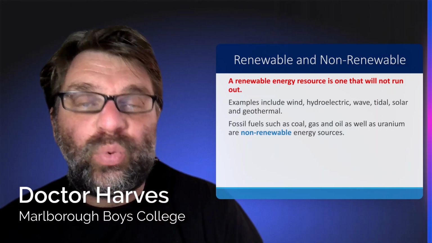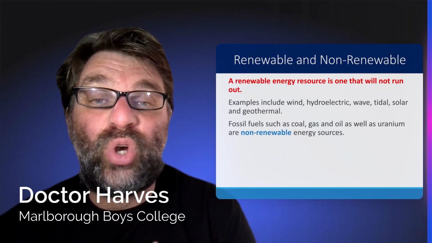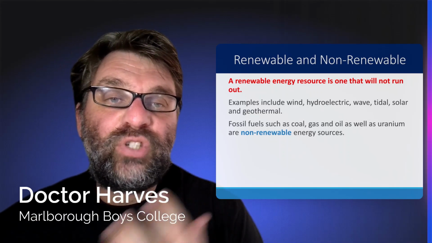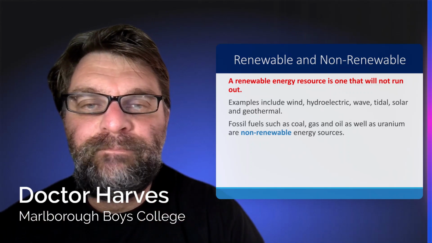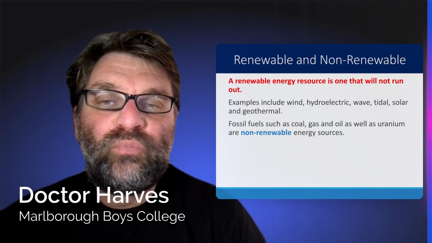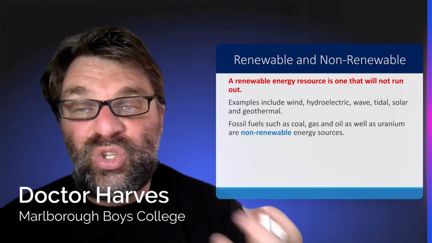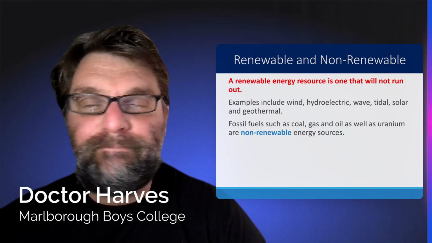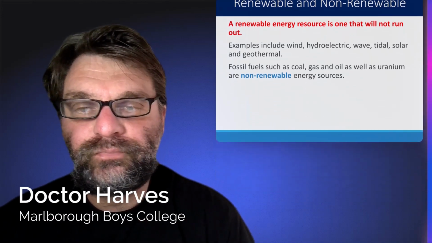New Zealand is blessed with a large number of renewable energy resources, which are resources that do not run out. So they include wind, hydroelectric, wave, tidal, solar and geothermal, and we'll look at those in a little bit more detail in this lesson. Fossil fuels, however, such as coal, gas and oil, as well as uranium, which is used in nuclear energy, are non-renewable energy resources because they do run out. And we'll also look at a few of those examples in today's lesson.